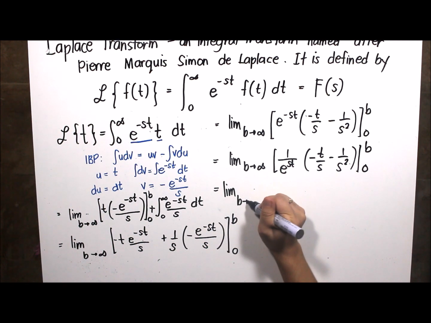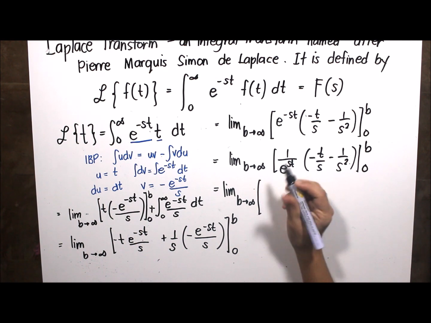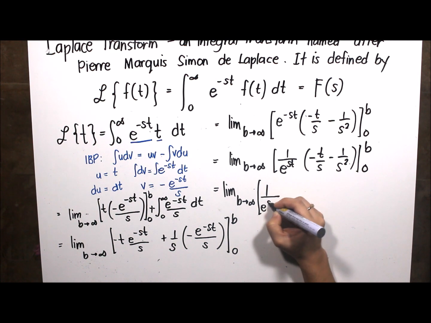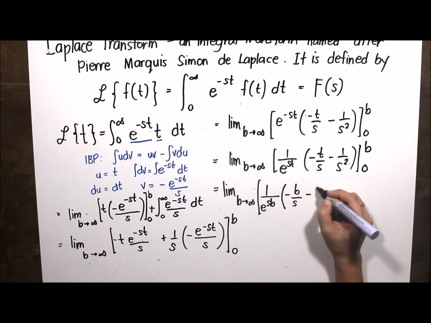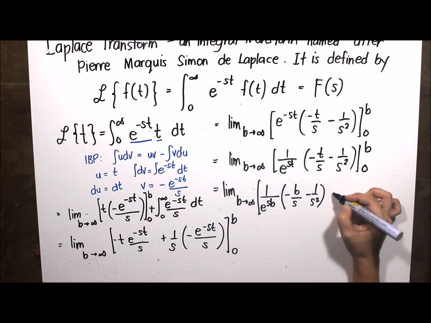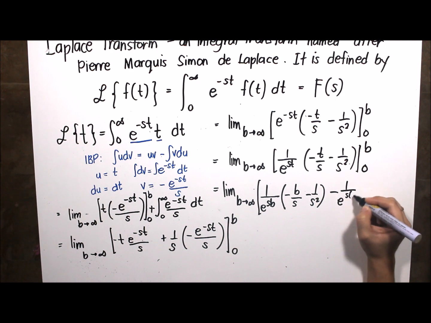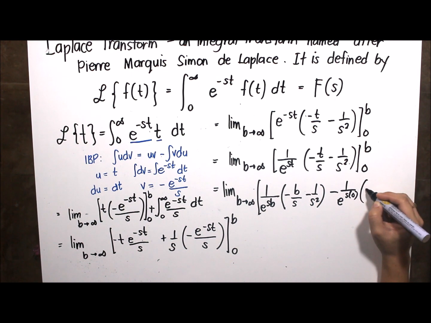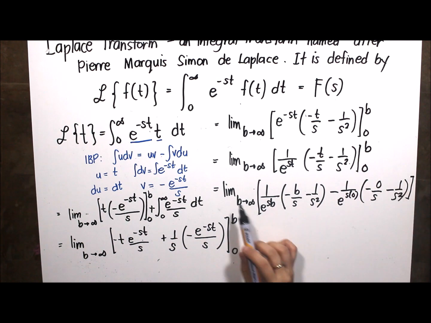Limit as b approaches to infinity. So, applying upper limit into this, we have 1 over e raised to sb times negative b over s minus 1 over s squared, minus the effect of the lower limit. So you have 1 over e s times 0 minus 0 over s times negative 0 over s minus 1 over s squared. Applying the limits as b approaches to infinity.